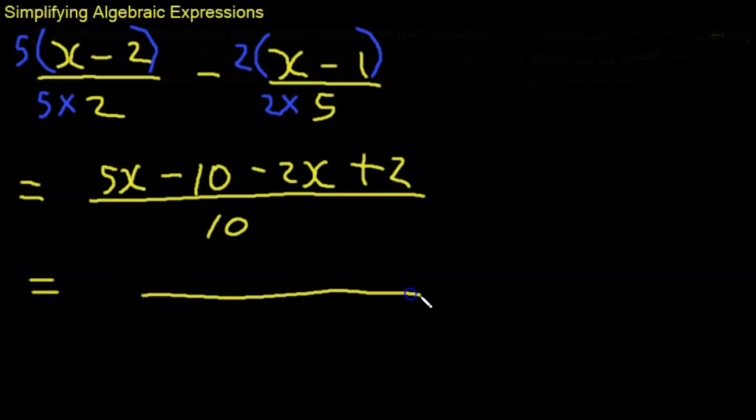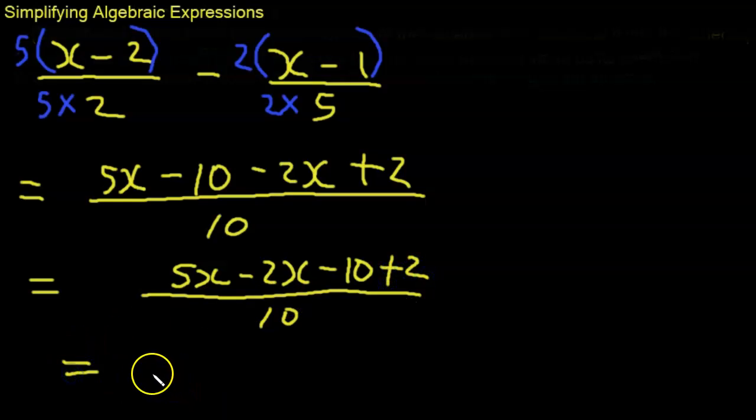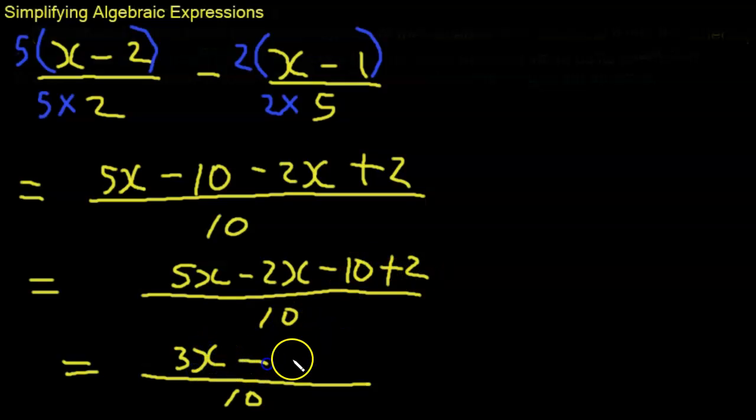Alright. So group the like terms, group the x terms. So we have 5x. Negative 2x is the other x term. The constants now: we have minus 10, and positive 2 is the other constant, right? So therefore, our final answer: 5x take away 2x, that's 3x. And negative 10 plus 2, that's negative 8. And that's our solution.